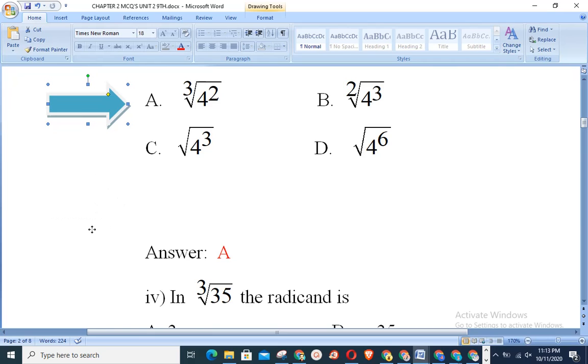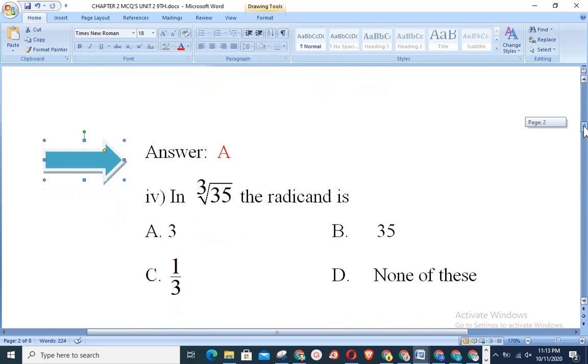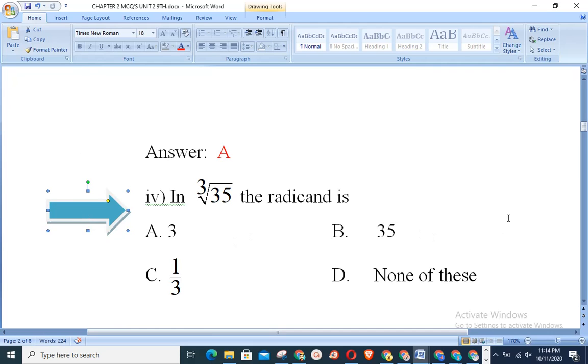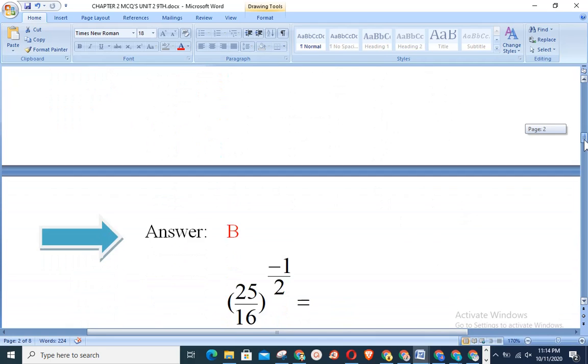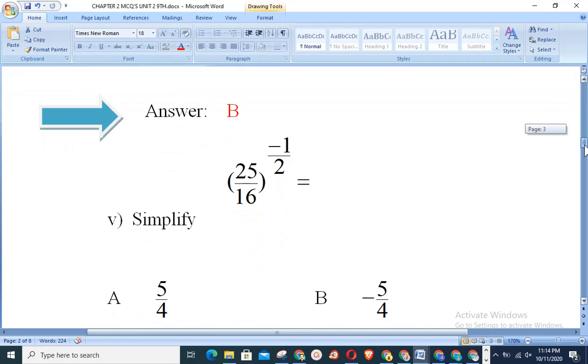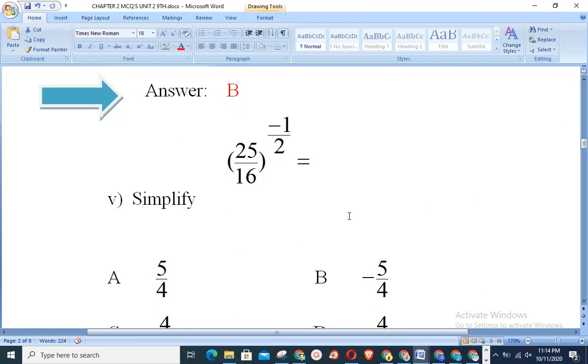The next objective is also very easy. It says that in cube root of 35 the radicand is dash. Dear students, the value written inside this symbol of root is called the radicand. So well clear, 35 is the radicand, that is option B is my correct option. You can see here.